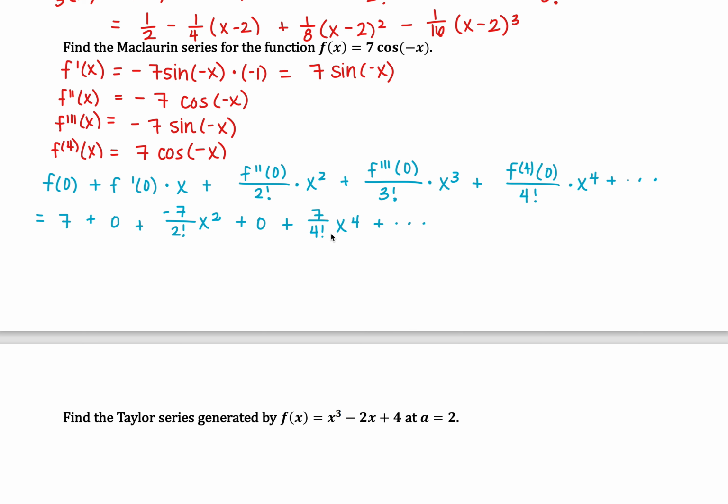So I'm going to do two things at once here. Obviously, the zeros are gone, but I'm going to pull the 7s out.